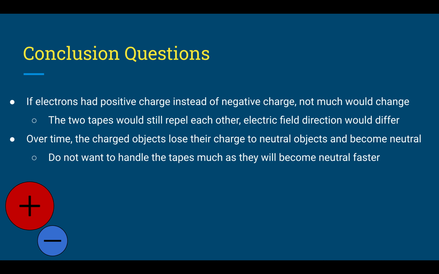So for some conclusion questions: if electrons had positive charge instead of negative charge, really not much would change. The two tapes would still repel each other because like charges repel, but the electric field direction would differ, but we didn't do too much with the electric field, so not much would change in this experiment. And handling the charged objects more makes them lose their charge faster, and so you really don't want to handle the tapes much at all, as they'll become neutral faster and it'll be harder to see the balance of the forces.